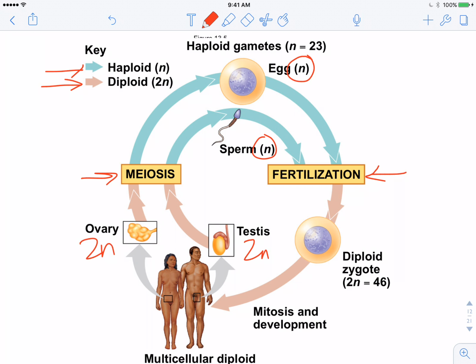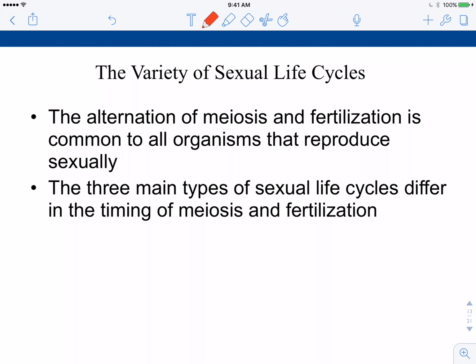They unite via fertilization. So we add n plus n, and you get 2n. This gives us a diploid zygote. The zygote divides via mitosis into the organism. And then in the gonads, the ovaries and the testes, it undergoes meiosis again, and it just keeps going around and around. This alternation of meiosis and fertilization is common to every organism that reproduces sexually. So not just animals, not just humans, but plants, fungi, all kinds of organisms.